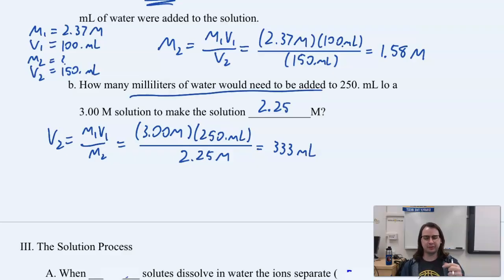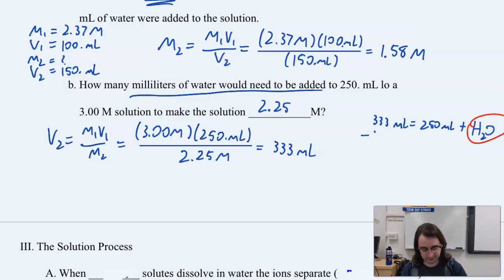Remember what we talked about before when we said that V2 equals V1 plus the water that was added? So we need to take the V2 that we calculated, and we need to calculate the water that was added. So that means we're looking for this instead. It's just a little bit of algebra. Really, we're just subtracting. So it's just 333 minus 250, and that's going to give us our actual answer, which is 83 milliliters of water added.